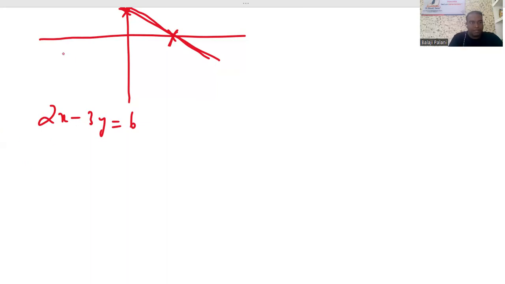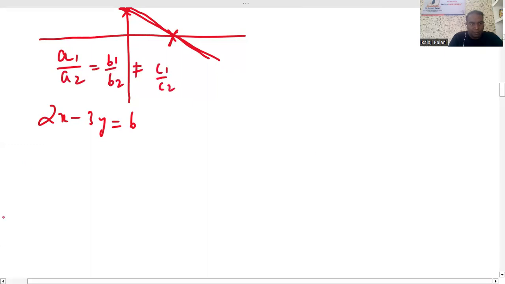So, what is the condition for parallel? You first need to recall that. A1 by A2 is equal to B1 by B2, but not equal to C1 by C2. So you must mention all of this very carefully. See, you can also write 2x minus 3y, but here 6 should not be there because these two should not be equal, right? So you can write minus 6 also, 7 also, 10 also, you can take infinite numbers.